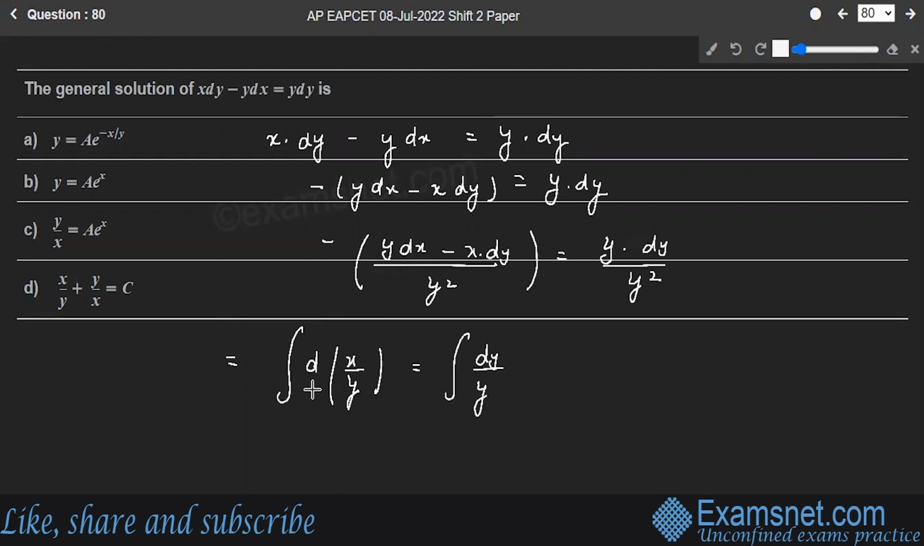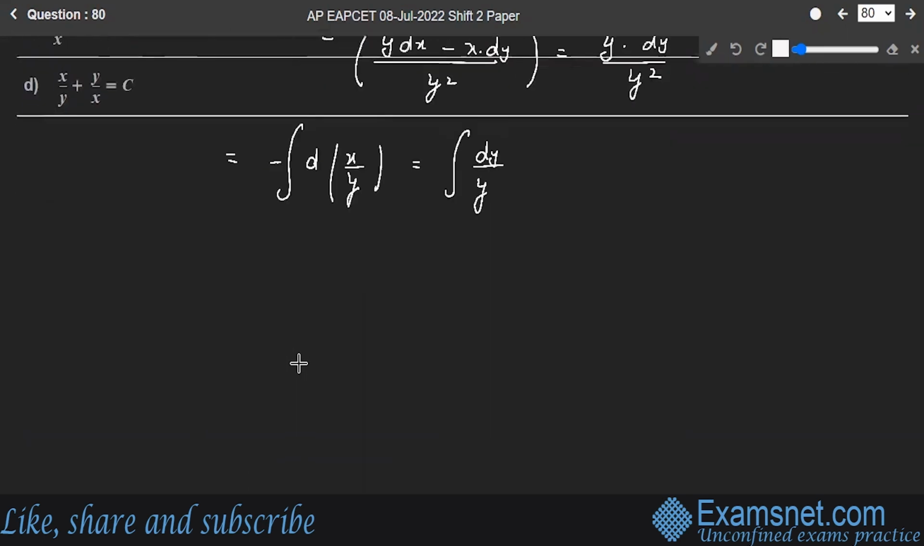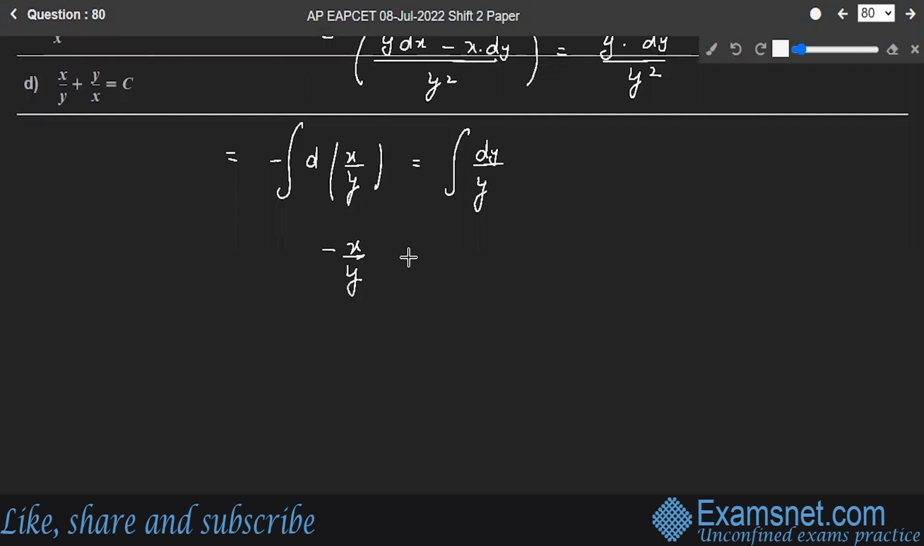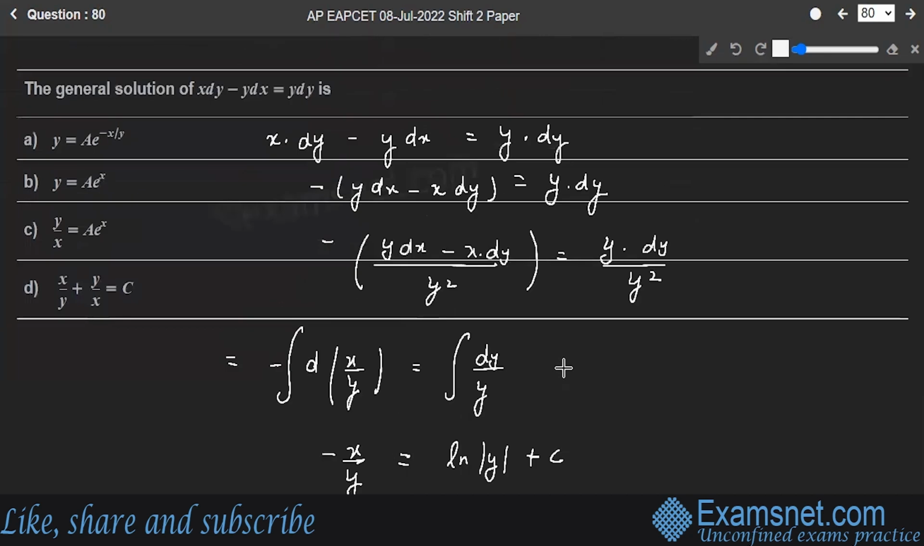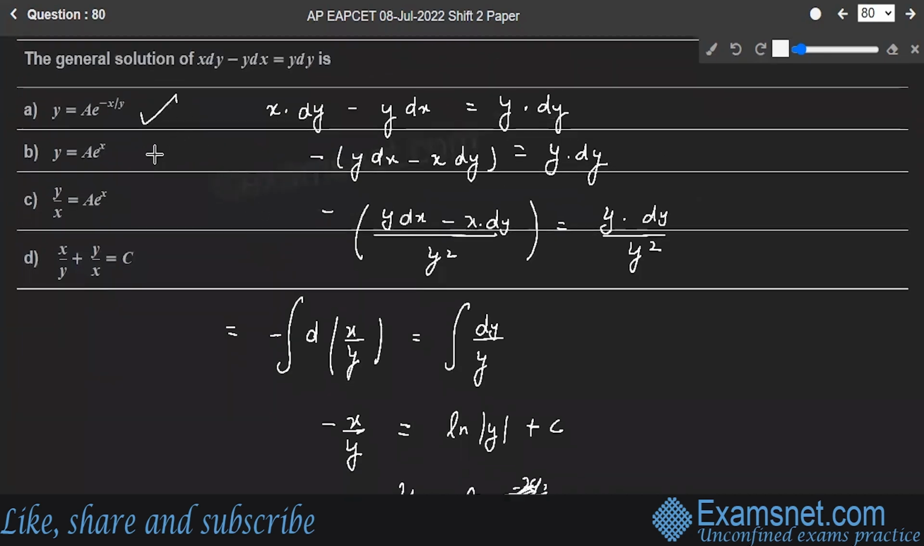Let's take the integral on both the sides, right? So here was minus, yes. So this will be minus x upon y is equal to natural log of y plus c, which makes y is equal to, just a minute. y is equal to a into e raised to power minus x upon y. So we have option A as the answer.